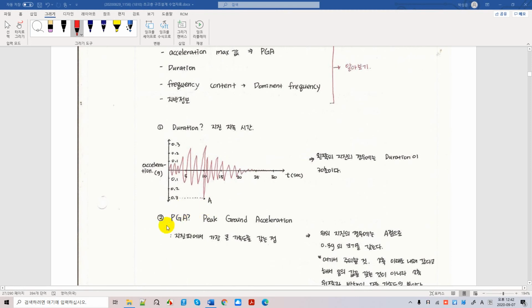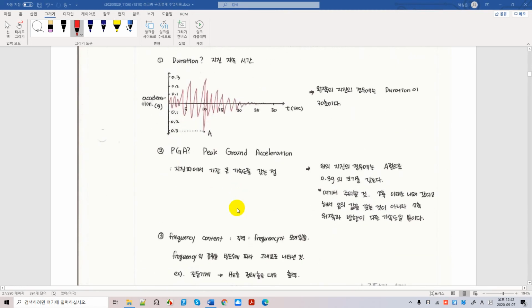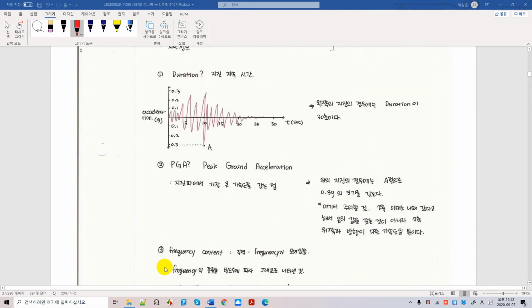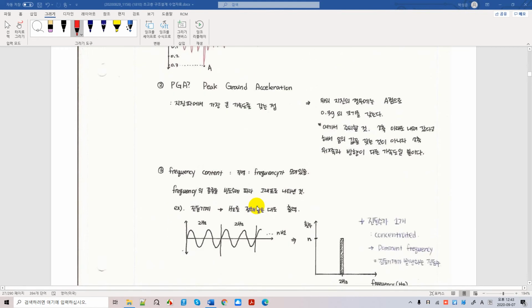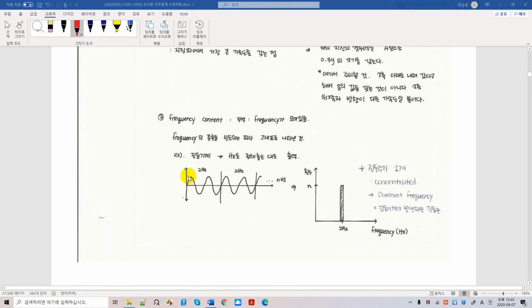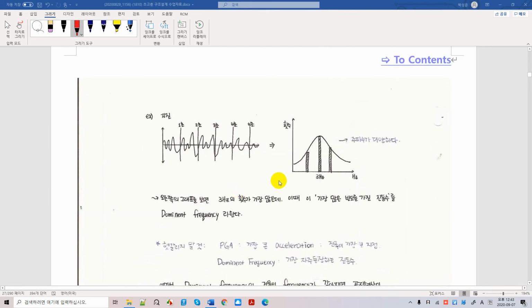Now what is PGA? Okay, I'm going to pause right here. What is a frequency content, or what are dominant frequencies, and how do we measure the frequency in hertz? Okay, and how do we calculate all the frequency contents contained in the motions and come up with the dominant frequencies?